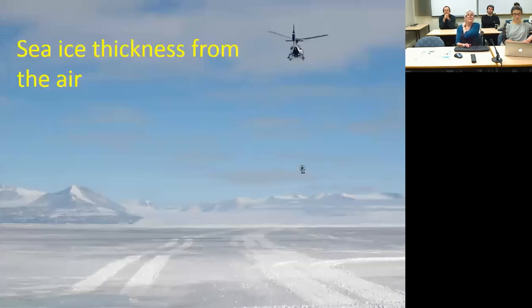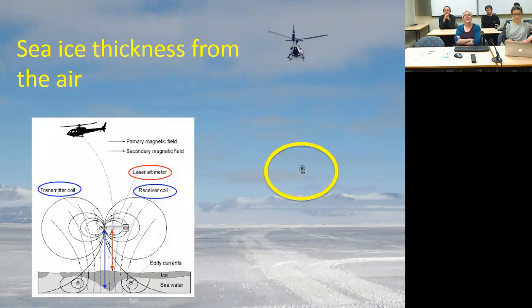We also want to fly this EM gadget. So when we put the EM gadget in the air, we lovingly call it the EM bird. So here is the EM bird circled in yellow underneath a helicopter, flying over the McMurdo Sound sea ice. So the way it works is this. Here's the bird and here's the sea ice.